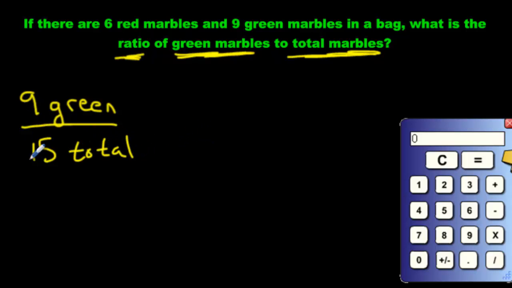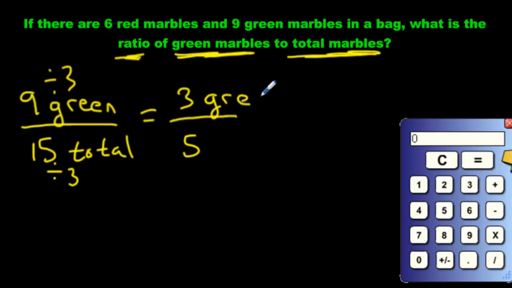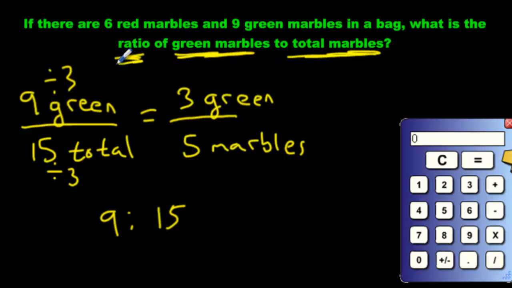That's it. We can reduce it, oh yeah, we can reduce it. This breaks down. We could divide this by 3, divide that by 3. You already knew that, right? That makes 3 over 5. So we have 3 green marbles for every 5, well, for every 5 marbles altogether. That's all. Now you could choose to write this ratio like this. You could have written it with the dots in between, 9:15. You could write the word "to" in between. It's up to you. Just write the ratio down.